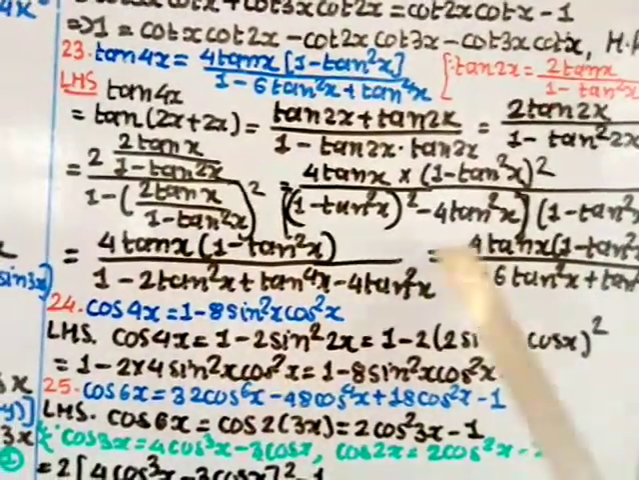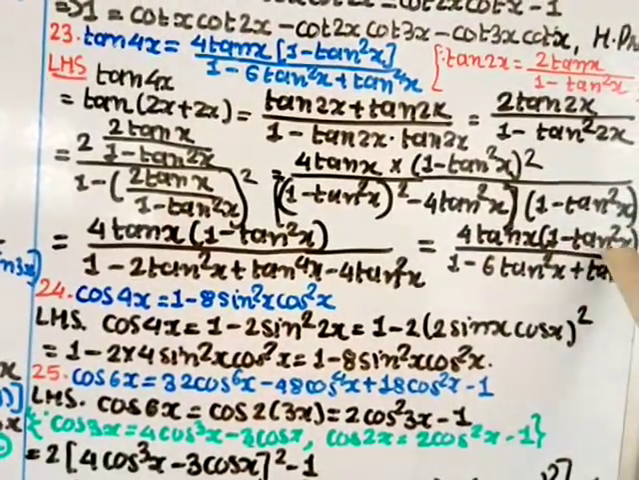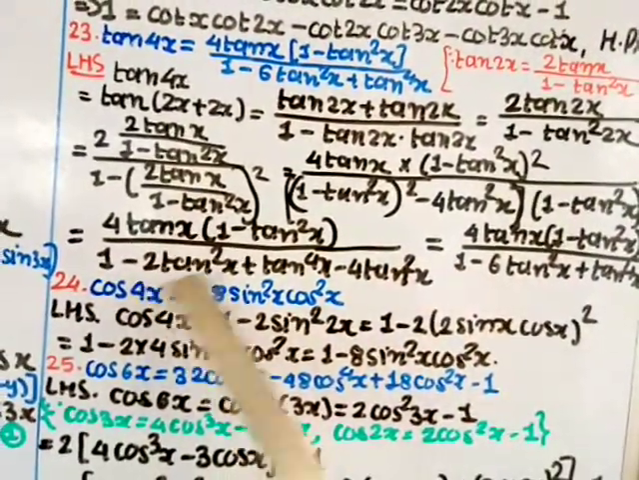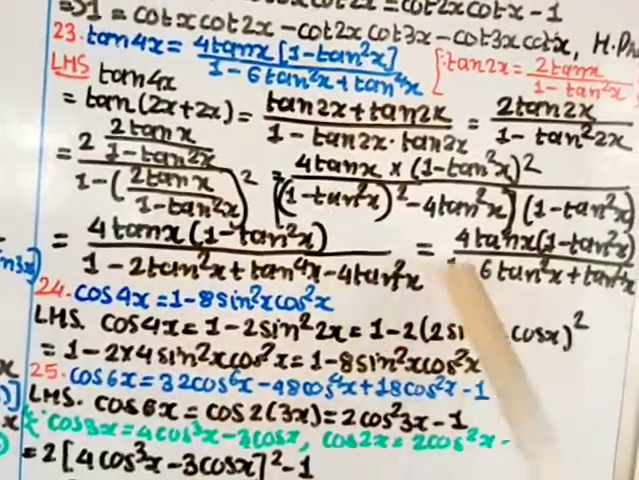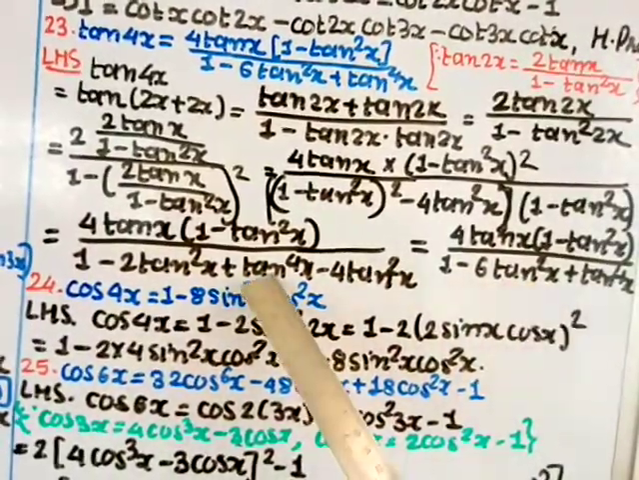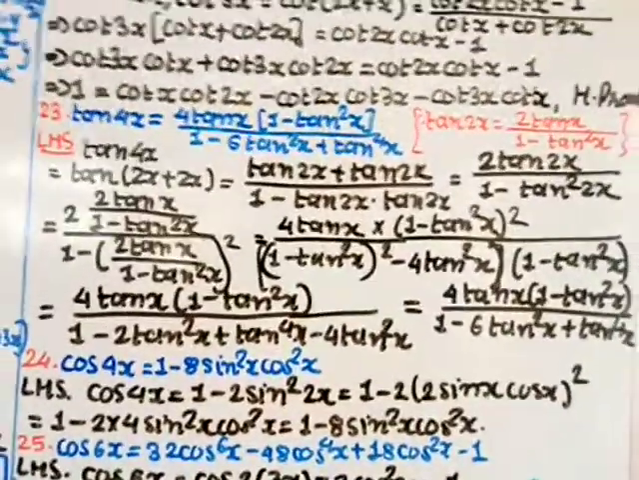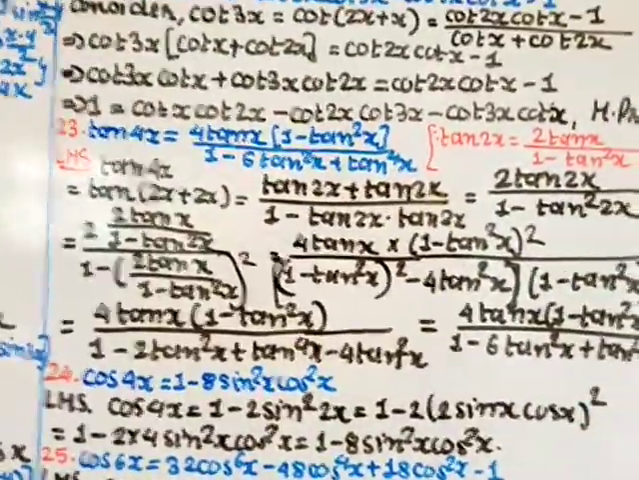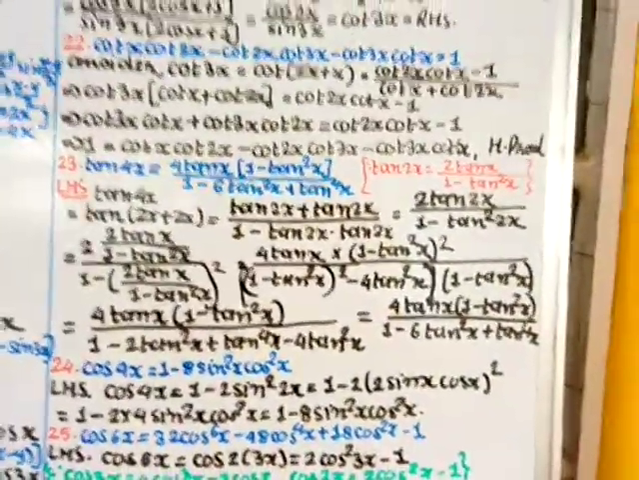Okay, numerator is as it is, 4 tan x into 1 minus tan square x, 1 as it is, and minus 2 minus 4 is minus 6 tan square x, and plus tan power 4x. So that is what you have to prove. So that is the solution for question number 23.